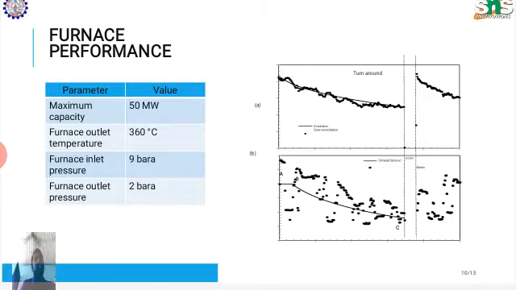Furnace inlet pressure is 9 bar. Furnace outlet pressure is 2 bar. The following diagram is the turnaround simulation data reconciliation.